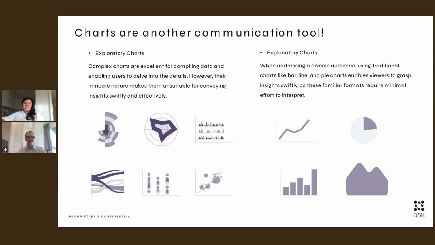Don't think horses, don't think zebras. If you can communicate something with one single data point, why would you do a chart? Simplicity.